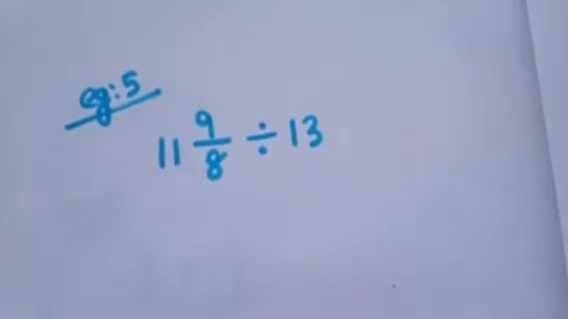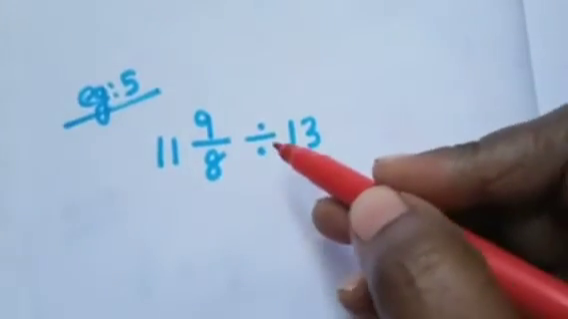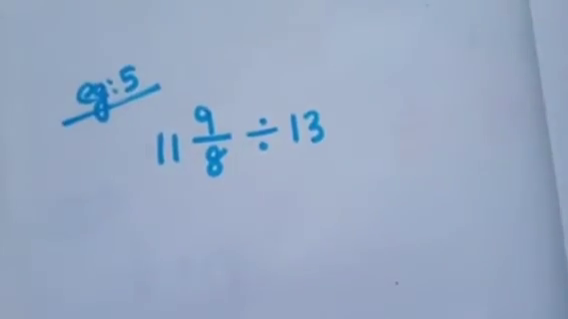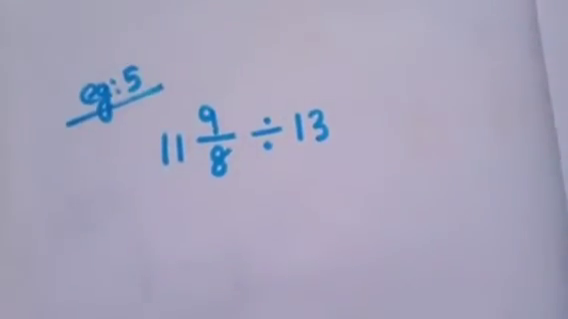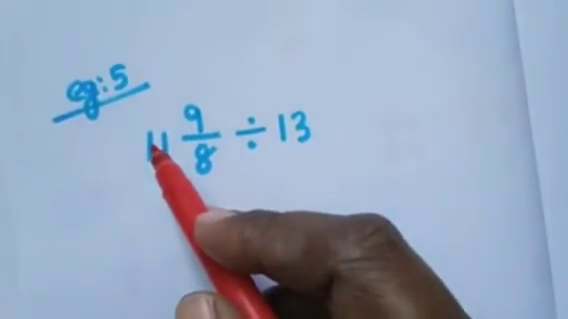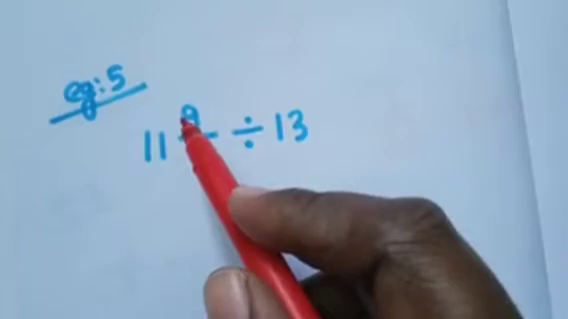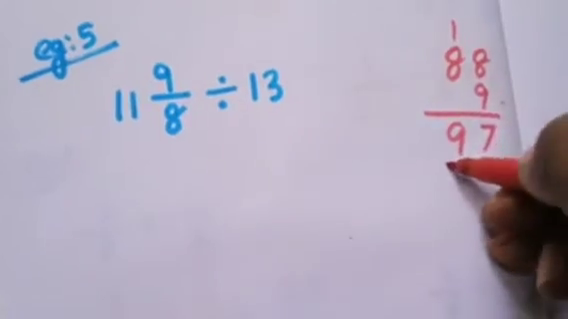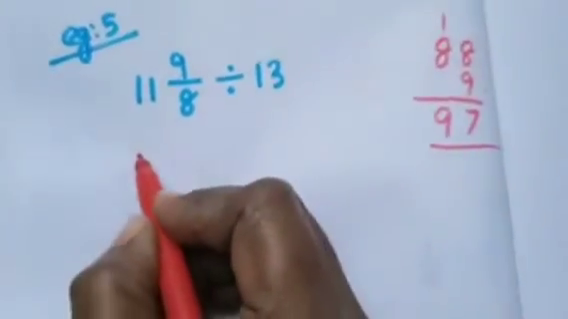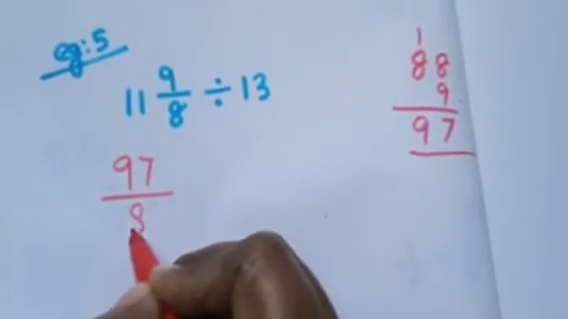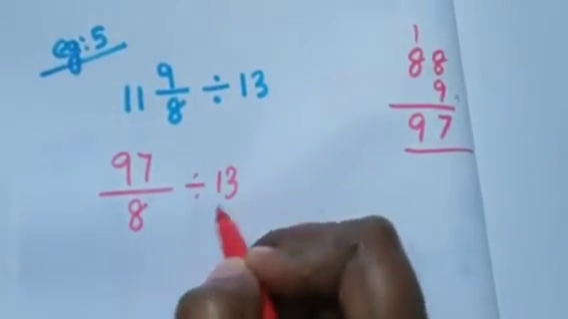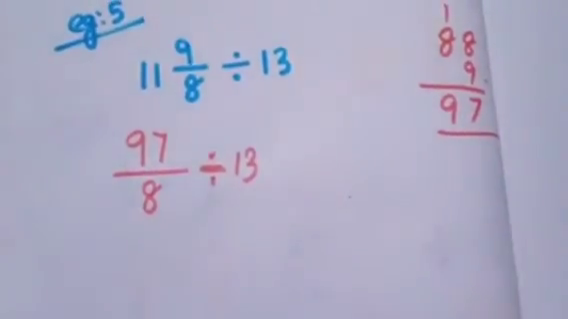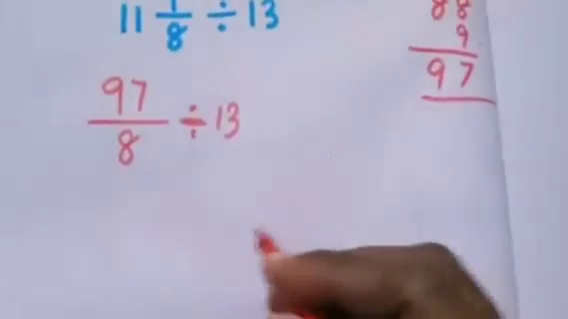Let us see another example. 1 1 9 by 8 divided by 13. Wherever you see a mixed fraction, we have to convert it into an improper fraction. 8 11s are 88, 88 plus 9 gives 97. So 97 by 8 divided by 13. I have not yet changed the division symbol into multiplication, so I have written it as it is. Now write the left hand side as it is, 97 by 8.